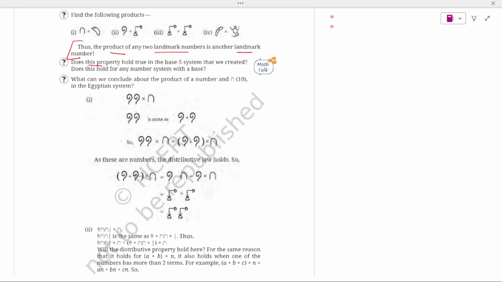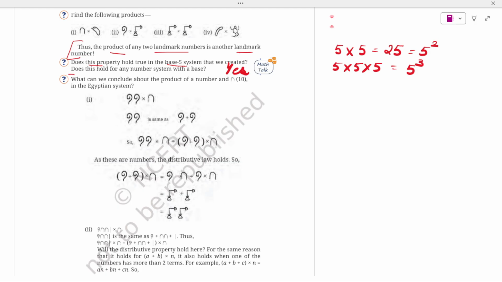They are asking, does this property hold true for the base 5 system that we created, and does this hold for any system with a base? I think yes. In the numerals we use in daily life, we write the product of 5 into 5 as 25, which can later be presented in powers of 5. 5 cross 5 cross 5 is 125, which can also be presented in powers of 5. Are you getting that? Yes, it holds for every base number system.